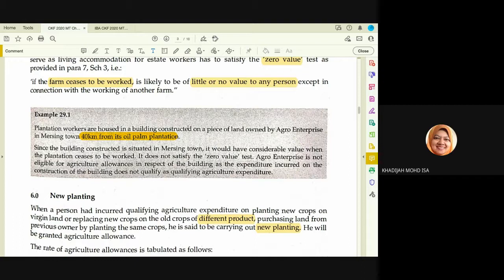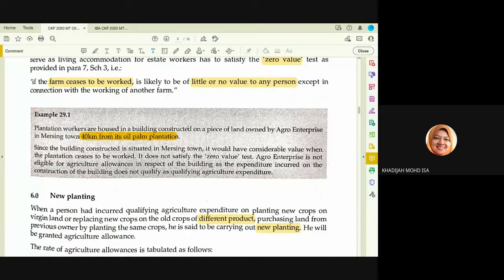Then you have to do the zero test, zero value test. So the building constructed is in Mersing town. It will have a considerable value when the plantation ceases to be worked. So assuming that this one is the building in Mersing town, and here you have the plantation. If the plantation ceases operation, would this building still be useful? Yes, it can still have value. It can still be rented out, right? Because it's in Mersing town, right?